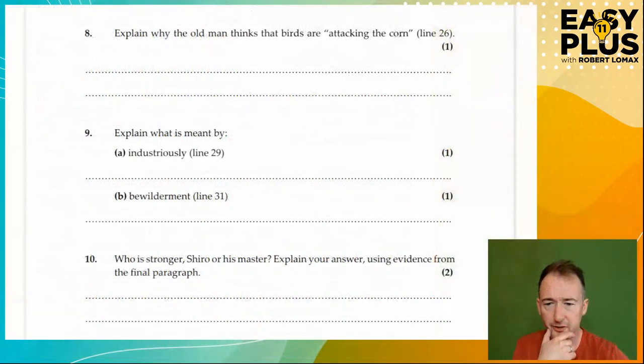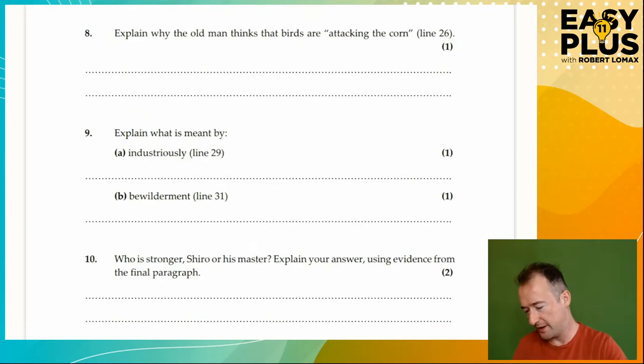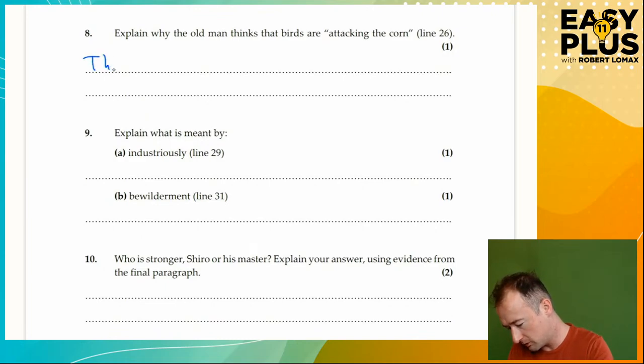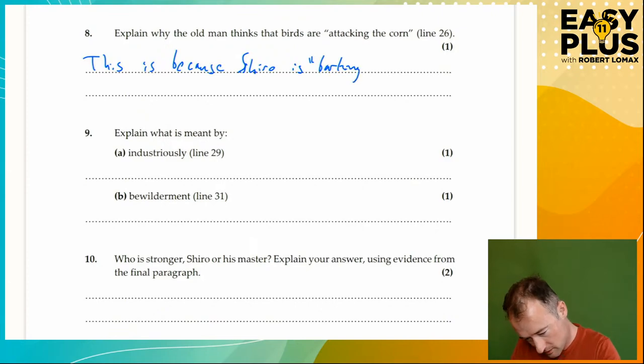So is the answer to the question just because Shiro was barking? It is only a one mark question. Well, let's think about that. Let's write that down first of all. I could say because, but let's be a bit more formal. This is because it says thinks in the question, present tense. This is because Shiro, which should be a capital letter, it's his name, is barking.